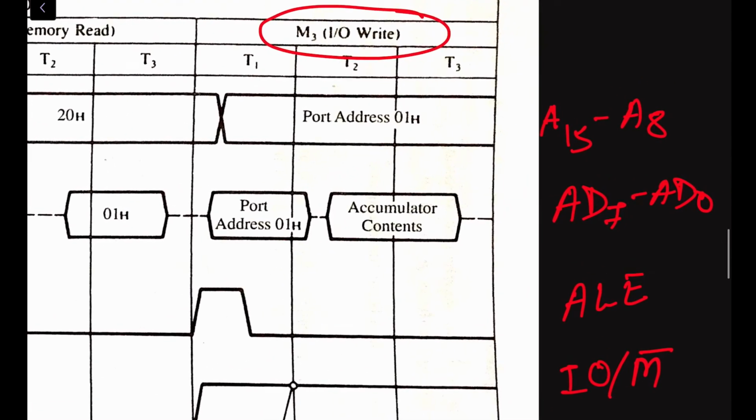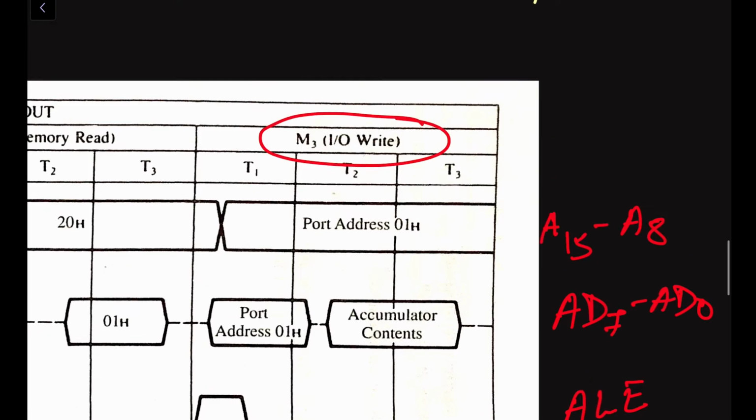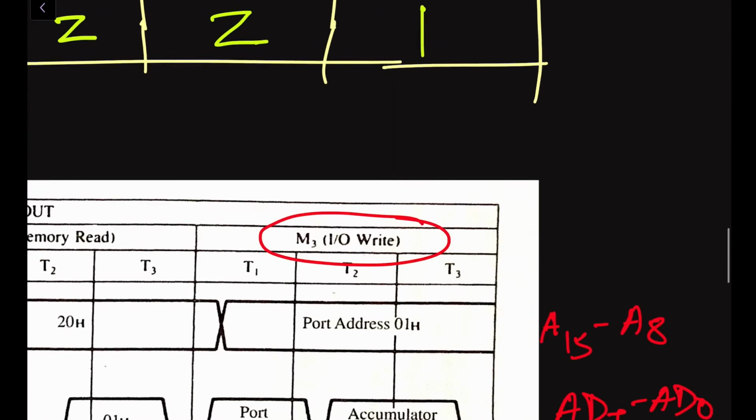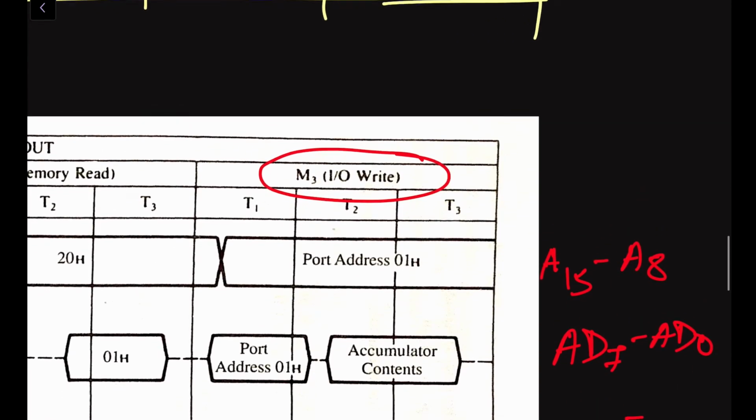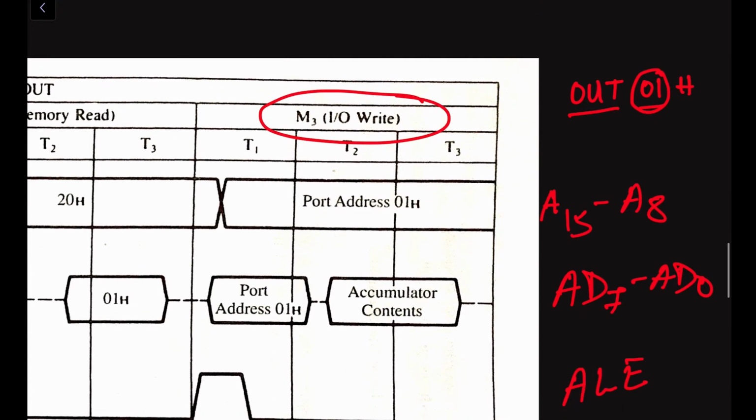During the first clock cycle, what we have to do is transfer the output device address to the output interfacing unit. So this address, that is 01H in our given instruction. Let me write down the instruction here also: OUT 01. OUT is the operation code and 01 is the address of the output device. So this address of the output device, 01, will be loaded into both the address bus as well as the multiplex address data bus.